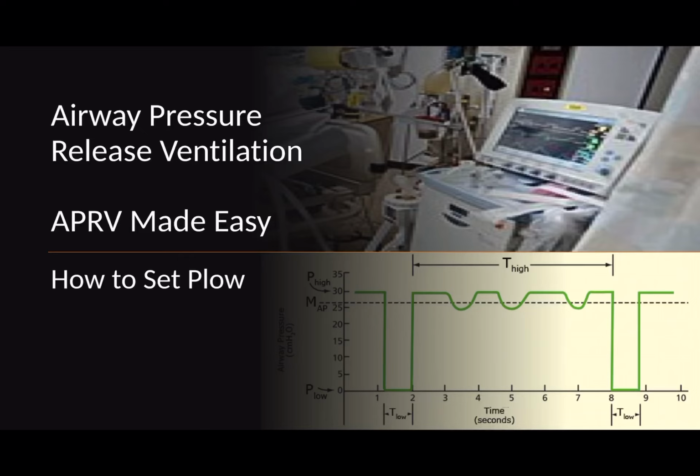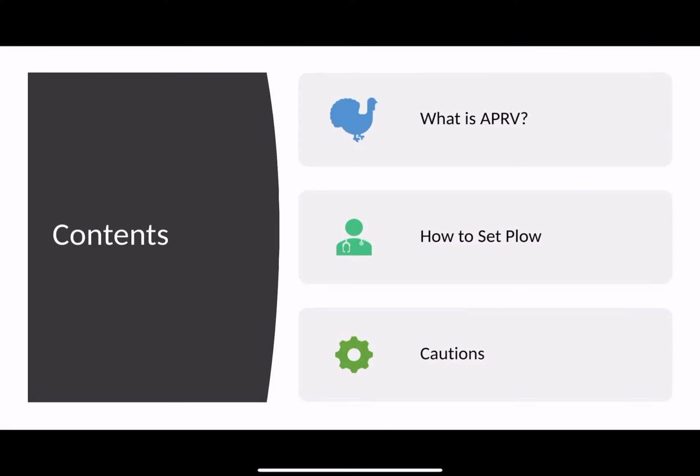Welcome to another EduMed video, and in this airway pressure release ventilation video series we're going to be talking about how to set the pressure low, or the P low, in APRV. We'll again go through a little bit about what APRV is, then how to set the P low, and finally a few cautions with regards to setting P lows, especially in ventilators that are not intensive care ventilators.